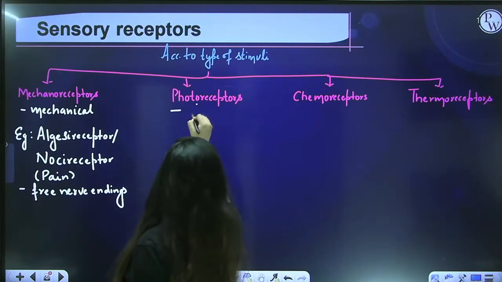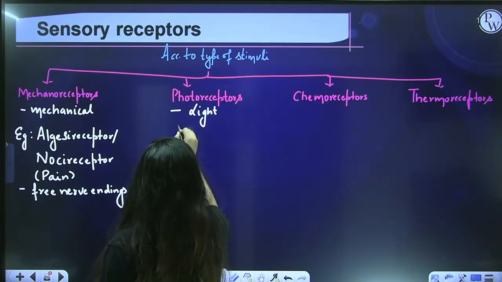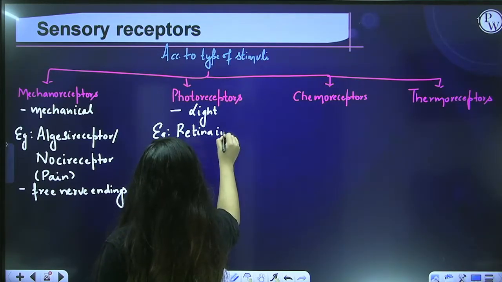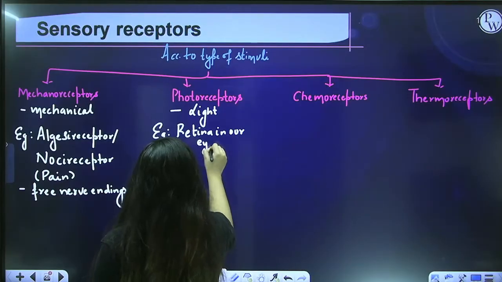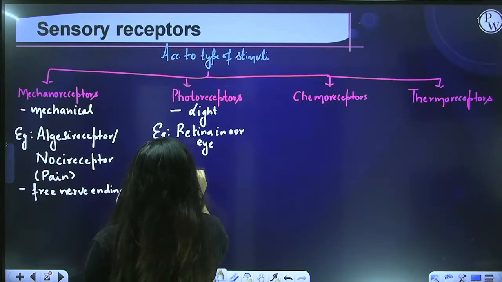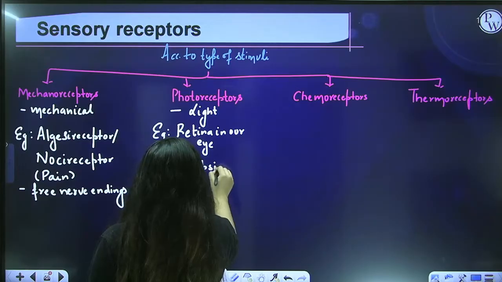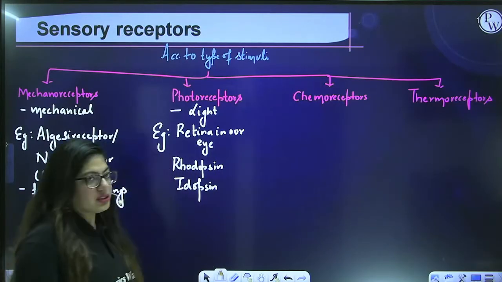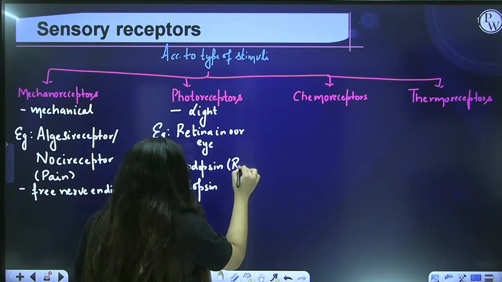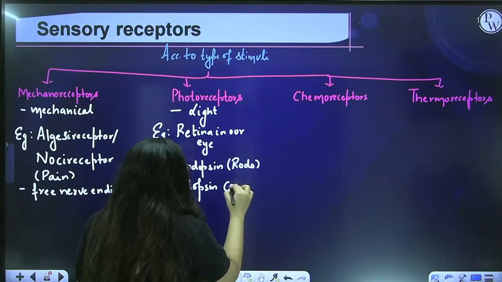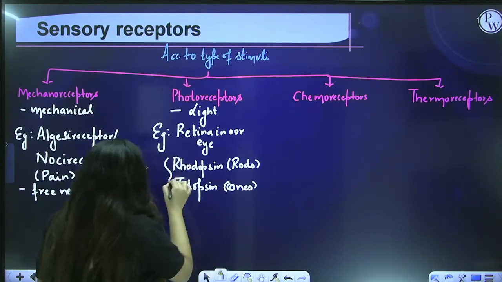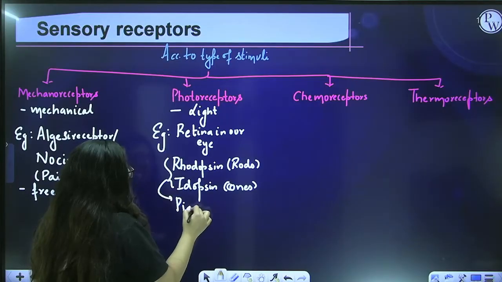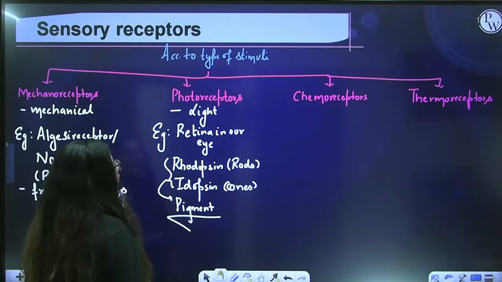Next, we have the photoreceptor. These are for light. Example, we have the retina in our eye. So it contains certain photoreceptors like we have rhodopsin and we have iodopsin. Right? They contain this pigment. There are certain cells known as rods. These are photoreceptor cells and there are cones. These both contain these pigments and they are receiving the stimulus, so you also call them photoreceptors.